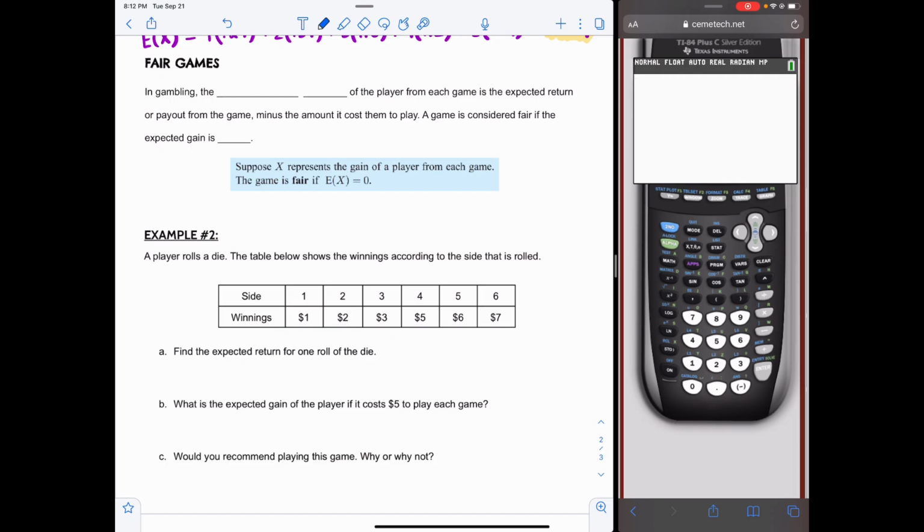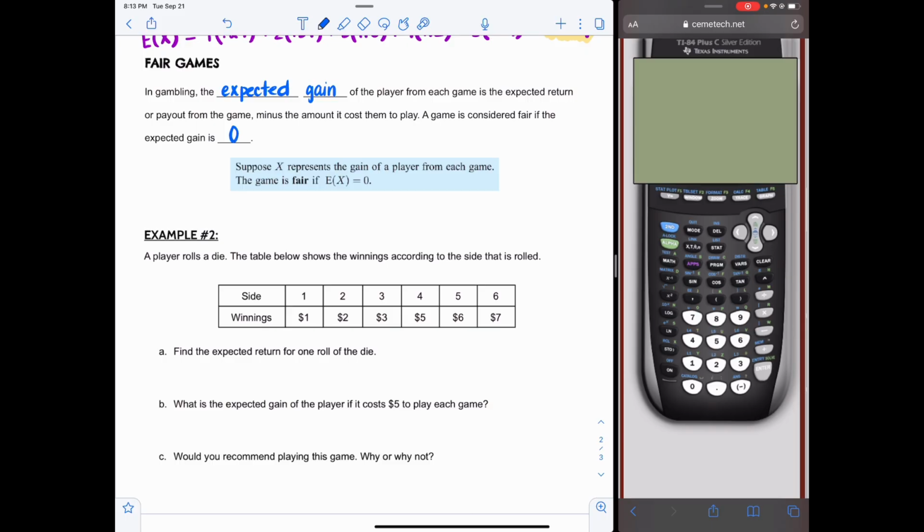Okay, let's talk about fair games. In gambling, the expected gain of a player is calculated by taking the expected return or payout from the game, and you have to subtract the amount that it costs that person to play. Basically, it's the amount that they made from the game minus the amount of money that they had to put up to play. A game is considered fair if the expected gain is 0.